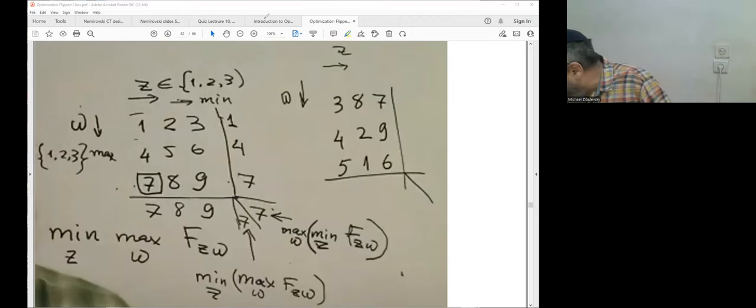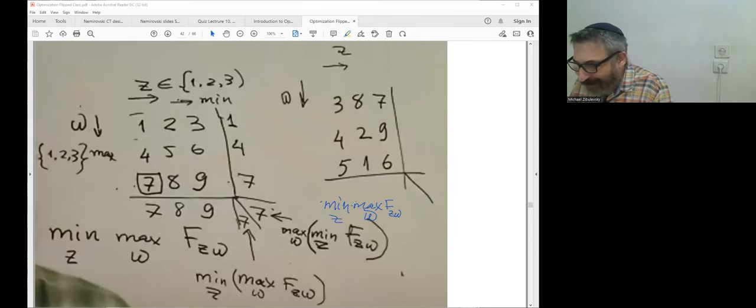Okay, so let's decide first of all what we do. First, we do, for example, minimum in Z. I will write here: minimum in Z, maximum in omega. In which order should we start? We should first look at each row and choose the maximal omega at each column, sorry, at each column, because omega is more close to our function.